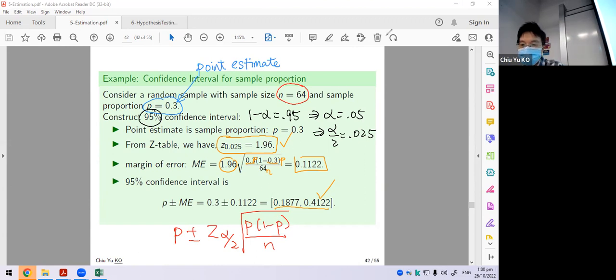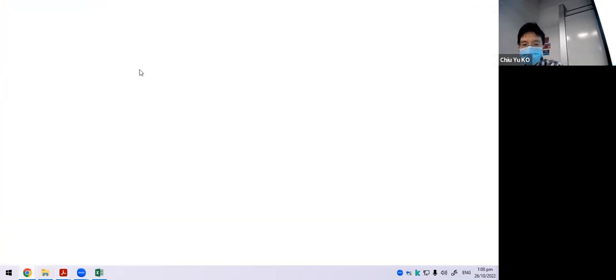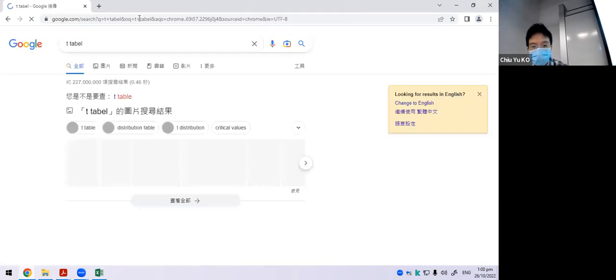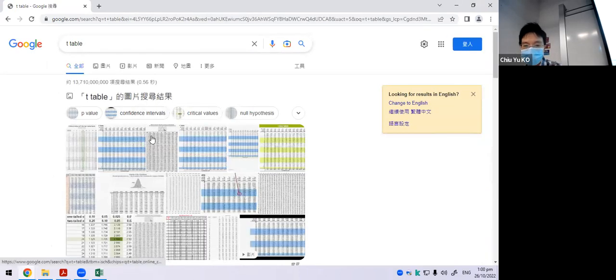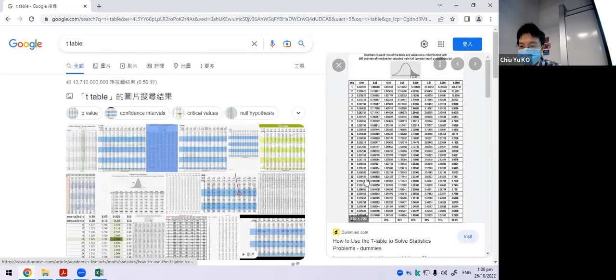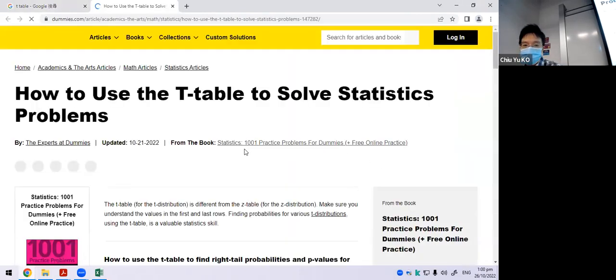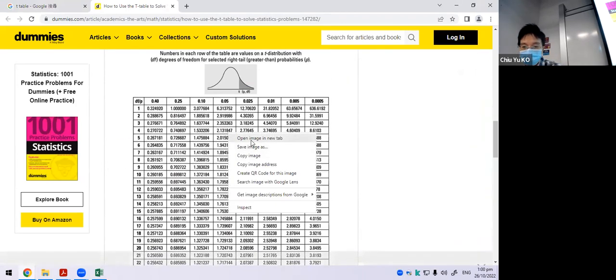Before we proceed, I want to mention one thing which I forgot to do, which is to look at the T table. I'm going to go to the web and look for the T table and show you how to do that. You can do it with Excel or you can print it out. So I just search for the T table, pick the dummies table, and maybe open this in a new page.